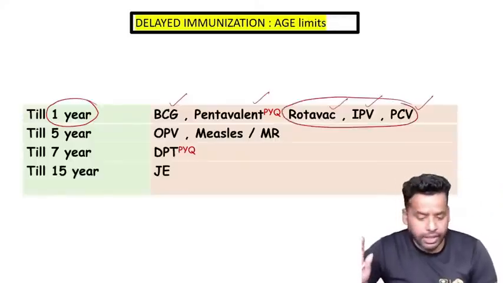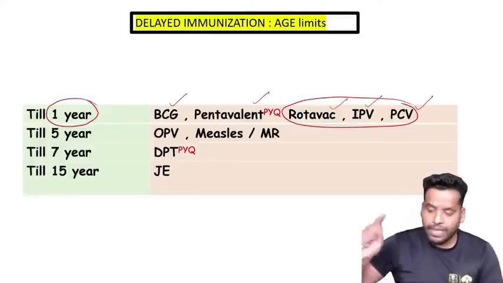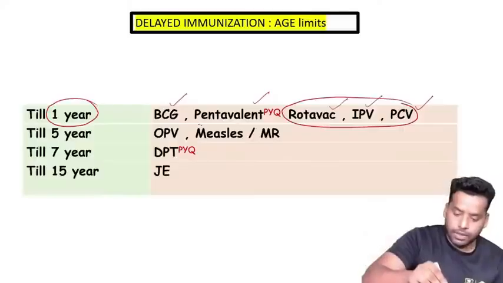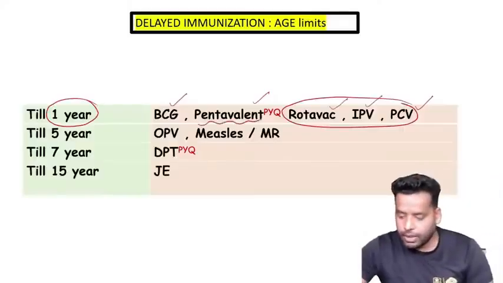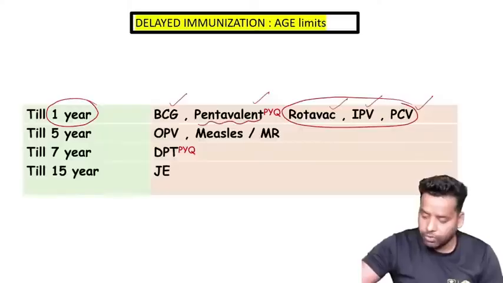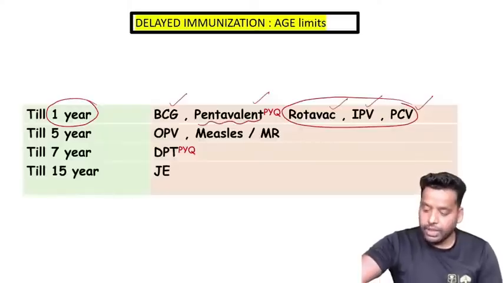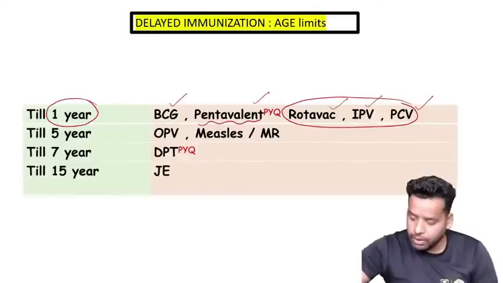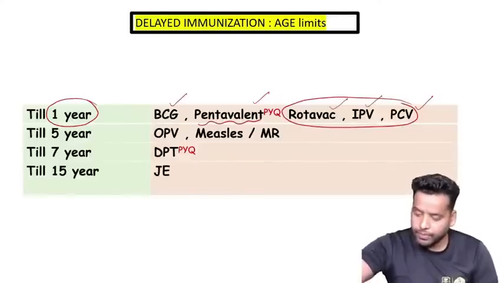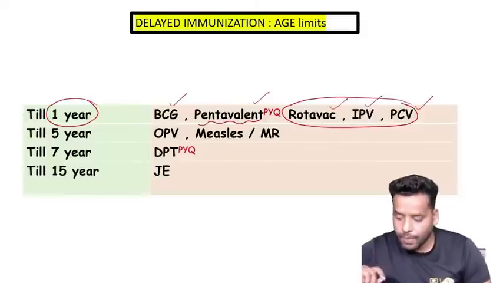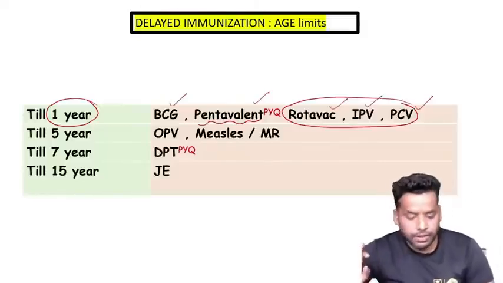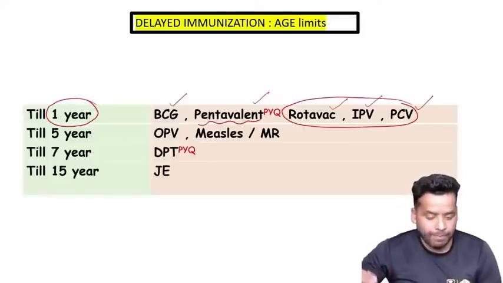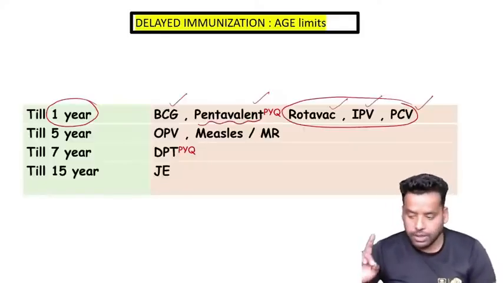18-month-old child. Listen to the question properly. First dose of pentavalent vaccine can be given. True or false? False statement. You cannot give pentavalent. They will ask this question.